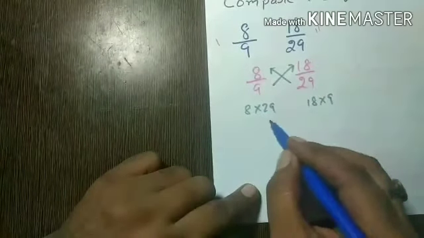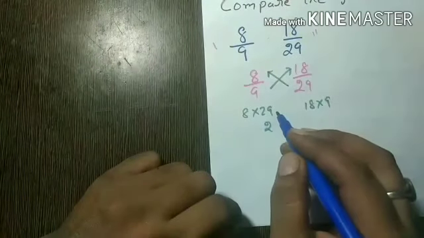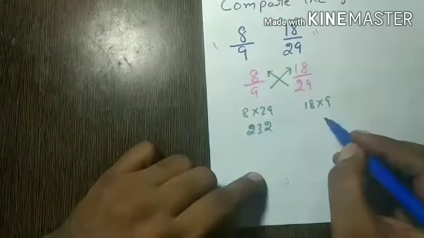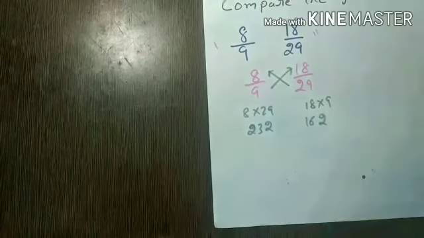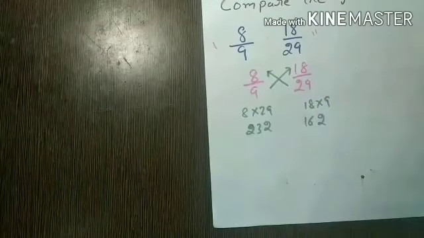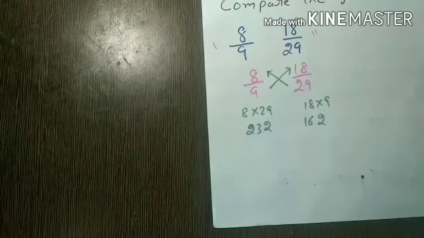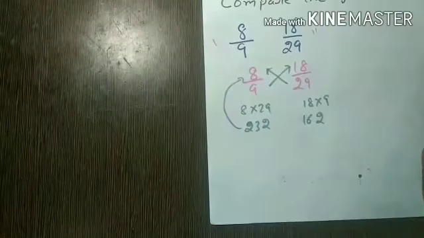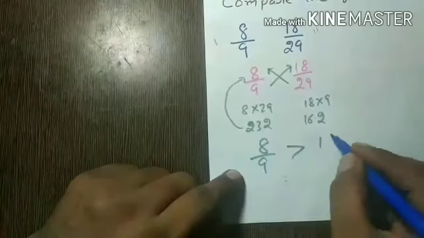Now 8 9s are 72 and 7 is carry. 8 2s are 16, 16 plus 7, that is 23. 232 is there. Now 18 9s are 162. Now you can see that which value is greater? 232 is greater, and 232 answer is supporting which side? That is supporting 8 by 9. Okay student, therefore you can see 8 by 9 is greater than 18 by 29. So I can write 8 by 9 is greater than 18 by 29.